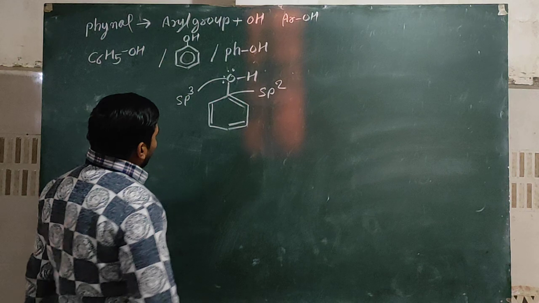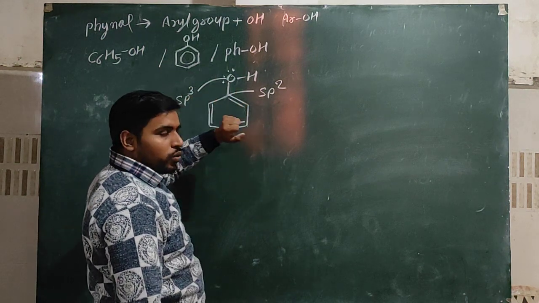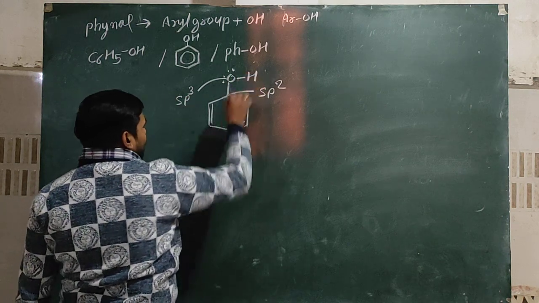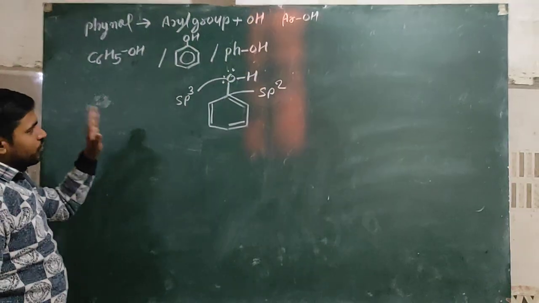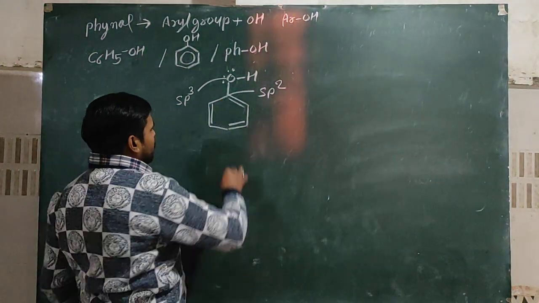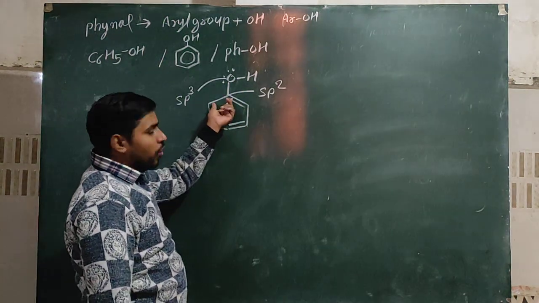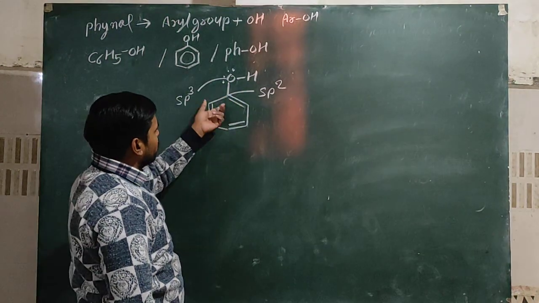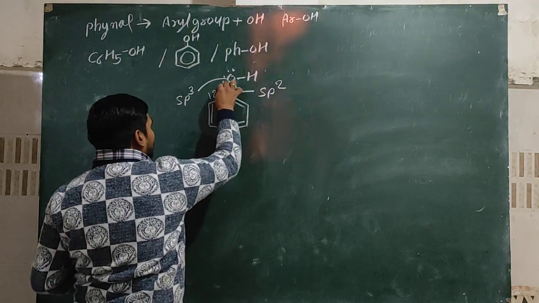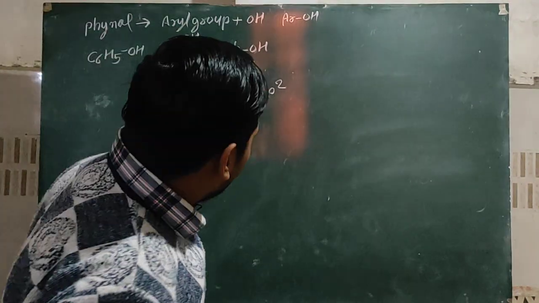Okay, after the knowledge of the structure of phenol, you can see here the phenol in which sp2 hybrid carbon is present, and its bond angle is always equal to 120. Okay, here a 120 degree bond angle is present in the case of sp2 hybridization.